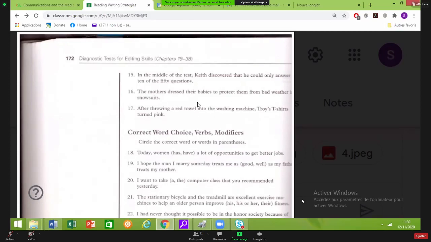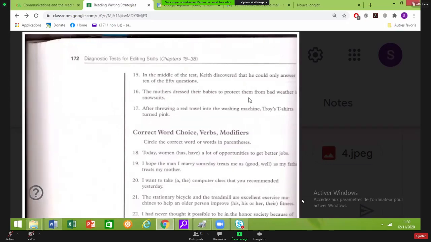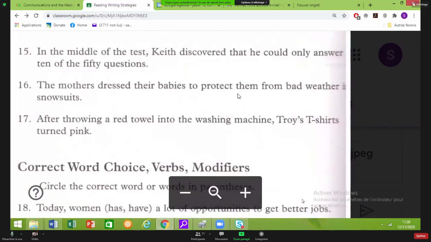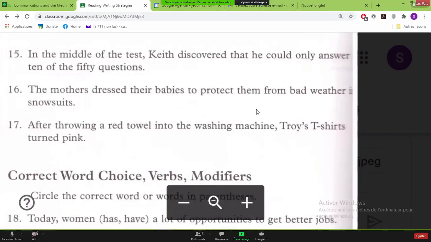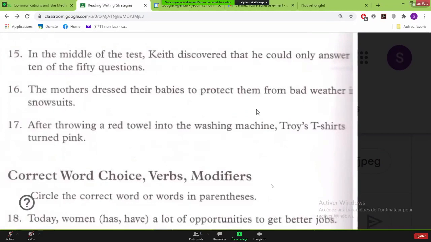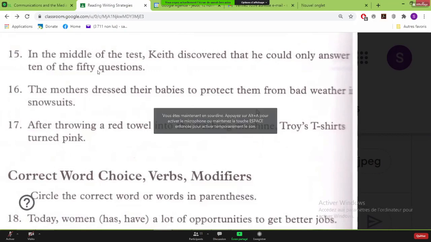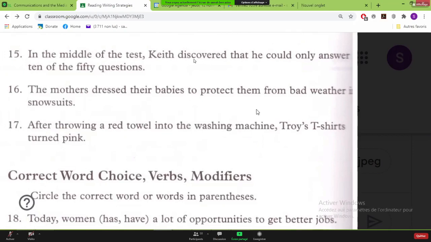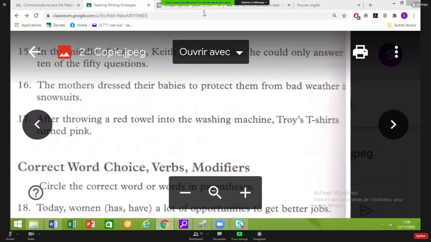Okay, so can you fix 15, 16, and 17? I give you 2 minutes to do that. Okay. Sorry, can you see it? Good. Can you fix it? We'll try. I give you 2 minutes to do that, okay? Or 3 minutes. Okay, who wants to start first?